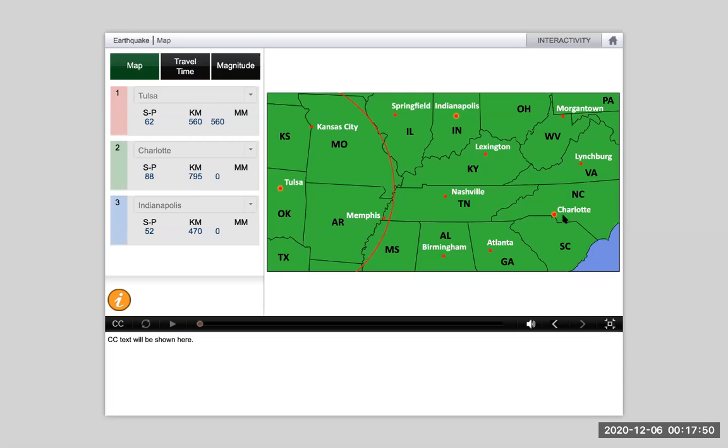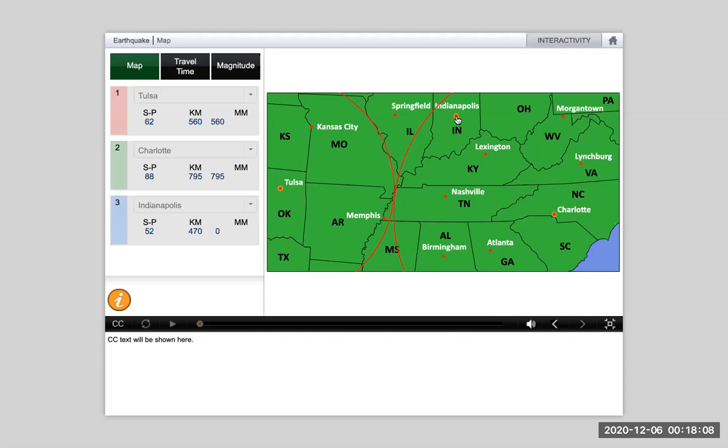I'm going to go to Charlotte now. Click on the red flashing dot and go to 795 there. Okay, and that's looking good because now these two circles are touching each other.